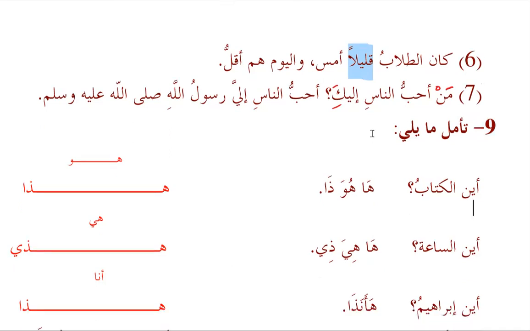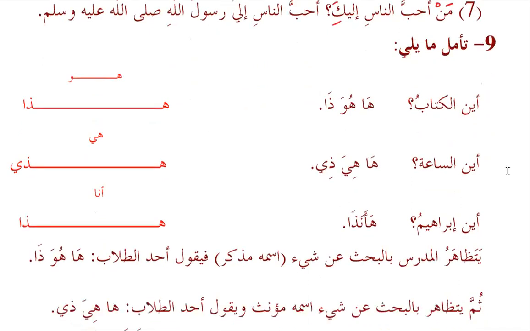Exercise nine: reflect on the following. أين الكتاب؟ ها هو ذا. So we mentioned in the last lesson that this ها is known as what? We call it حرف التنبيه. Tanbih is when you want to alert someone or get their attention. It's the same as in هذا.